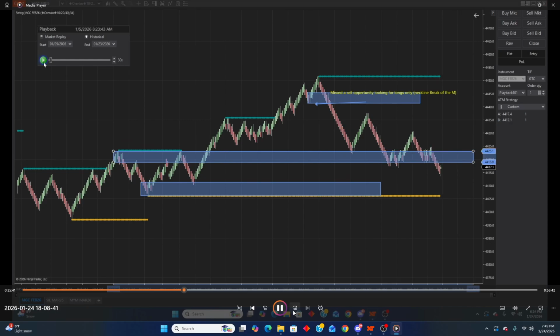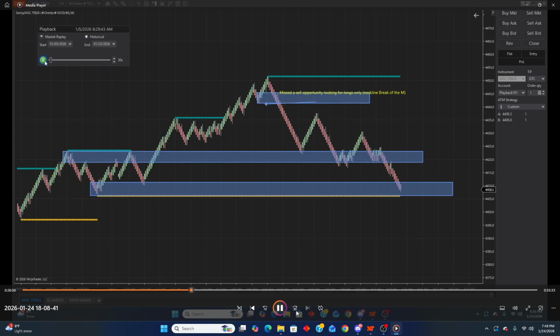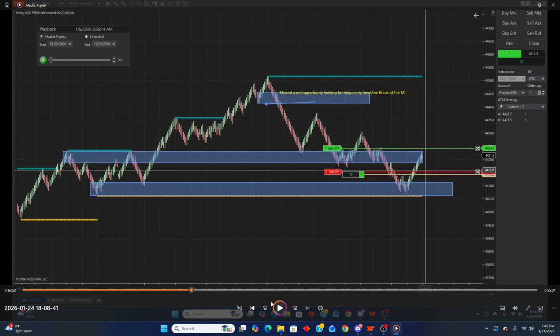Look, price ended up forming a little peak right here, stopping me out. What was I supposed to do? I was supposed to accept that loss. Price didn't make no highs to kind of confirm a turnaround. You feel me? Now, we came and we hit this support.